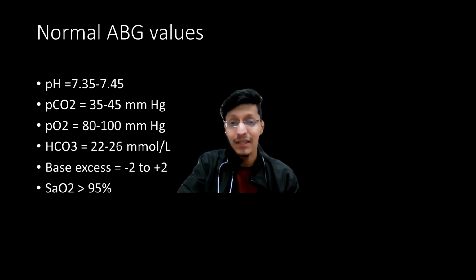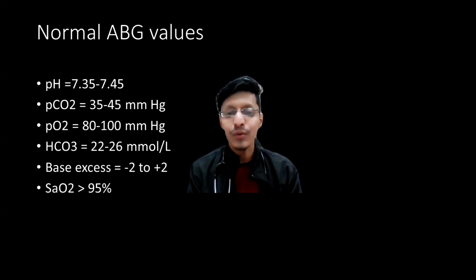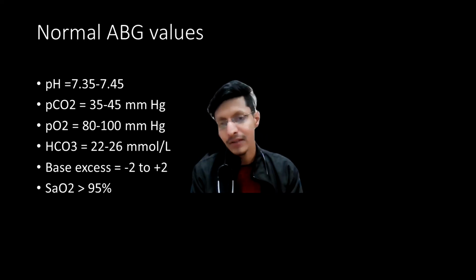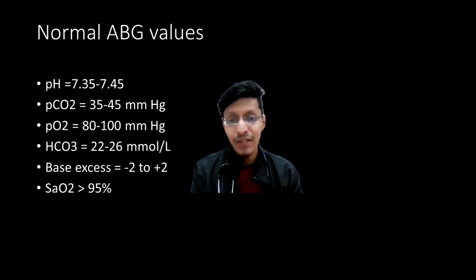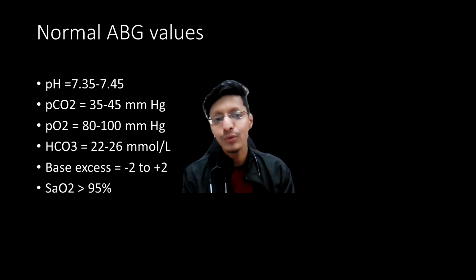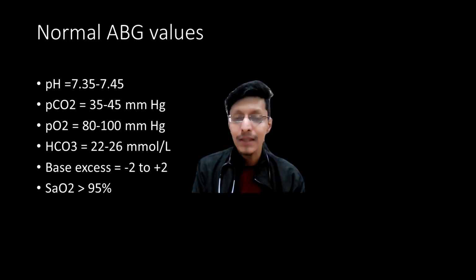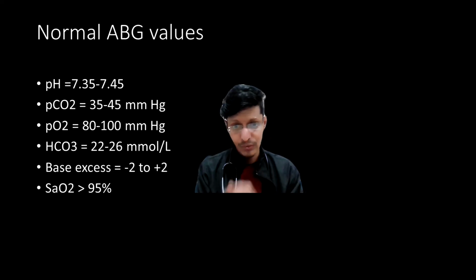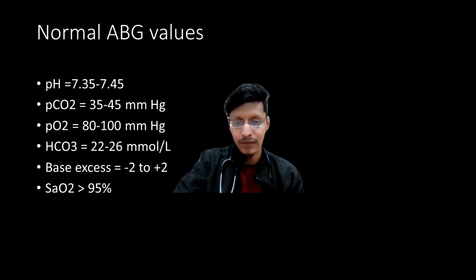Again, I am repeating: the normal pH is 7.35 to 7.45. The normal PCO2 is 35 to 45. The normal PO2 is 80 to 100. The normal bicarbonate is 22 to 26 millimole per liter. The base excess is -2 to +2 and SaO2 is 95%.